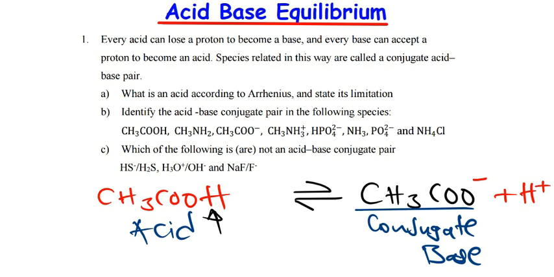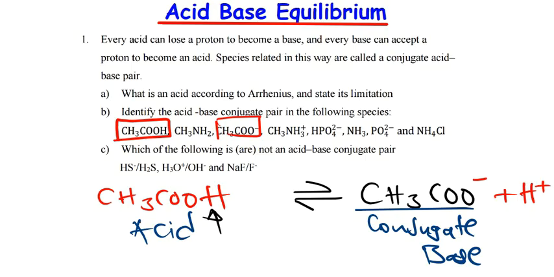So let's identify the conjugate pair. Let's identify the acid-base conjugate pair in the following species. I think I've already done that for you for the first one. So this guy is an acid, then its conjugate base is that one right there. So we've identified that pair, and then if you try, this is too basic for us to be answering this.